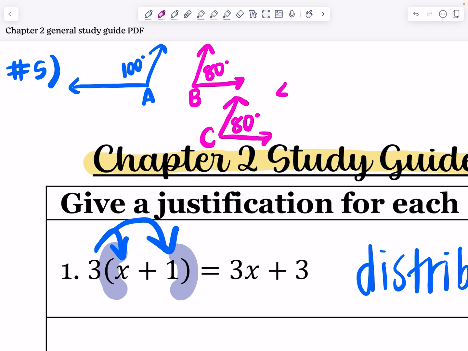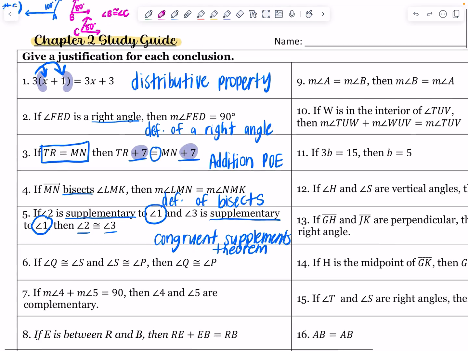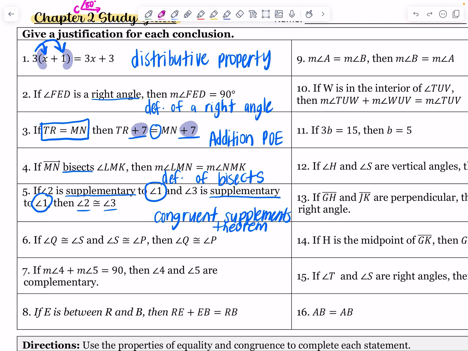So what do we know about angle B and angle C? What's left for both of them? 80 degrees. And since their measures are equal, those angles are congruent to each other. So A and B are supplementary, A and C are supplementary. What are B and C to each other? Those are congruent. So that is our congruent supplements theorem. So that's number 5.